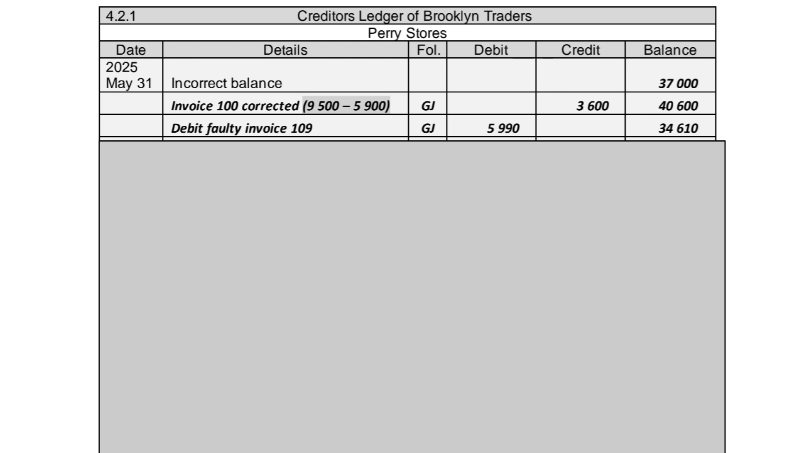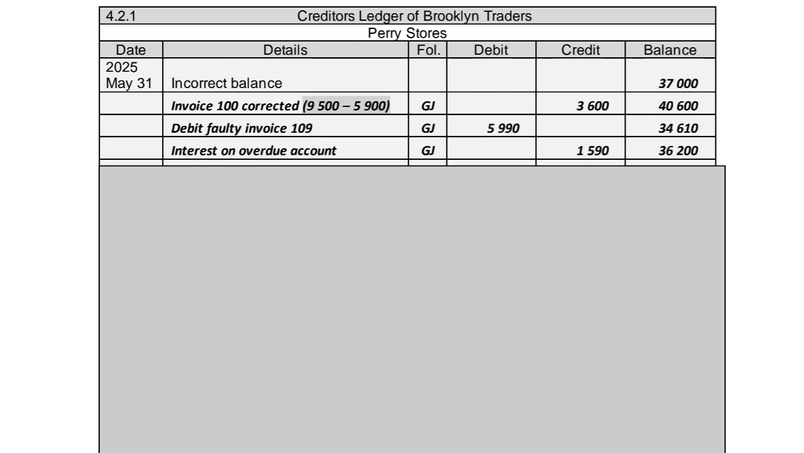34,610. And then lastly, the interest on overdue accounts appears in the creditor's statement but not in the creditor's ledger. So we need to record that into our creditor's ledger. Interest on overdue account, it's going to go into the credit column 1,590. It's going to increase the balance. So 34,610 plus 1,590 gives you 36,200.